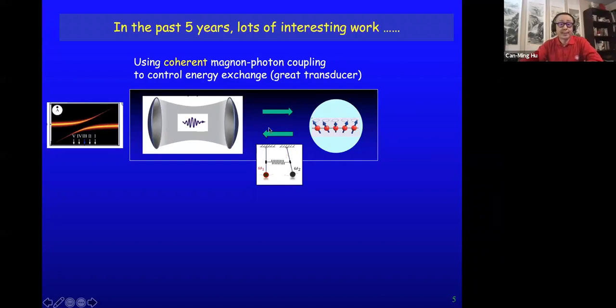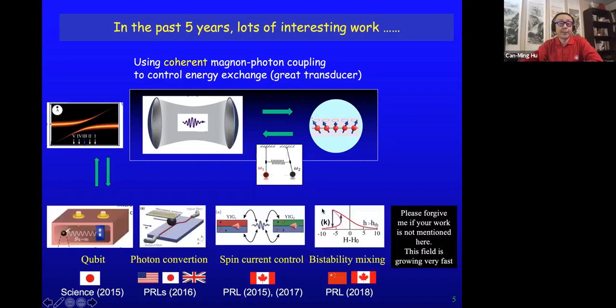This particle serves as a very good connection, because of the strong coupling, between the photon system and the magnon system, a transducer between these two systems. And of course, each of these photon or magnon systems can be further coupled to many different other systems, so that this coupling becomes very useful in many different situations. For example, you can couple it to a qubit, you can couple it to an optical photon system, you can use it to connect different spintronic devices remotely, and so on and so forth.